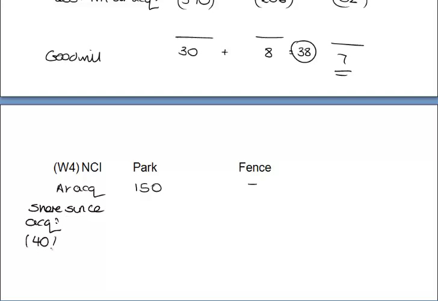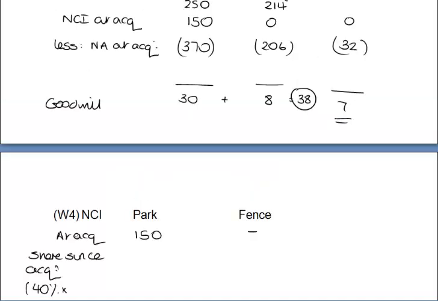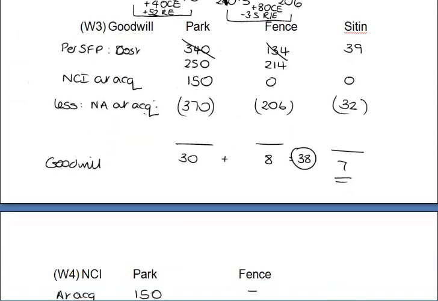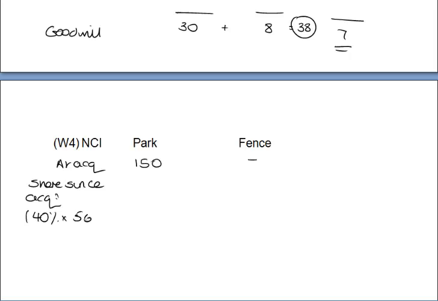So the NCI have 40% of Park, and the profits of Park have increased by 56. The NCI don't care whether the gains go through OCE or retained earnings. So I'm going to give the NCI 40% of 56. That takes us up to a figure of 172.4.